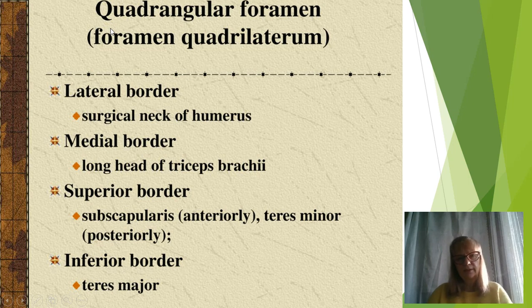In English the pronunciation will be quadrangular foramen, quadrilaterum. The lateral border is the surgical neck of the humerus. The middle border is the long head of the triceps brachii. The superior border, we said, anteriorly and posteriorly: anteriorly the subscapular muscle, posteriorly the teres minor. And the inferior border is the teres major. I give you some seconds for reading. And we continue.